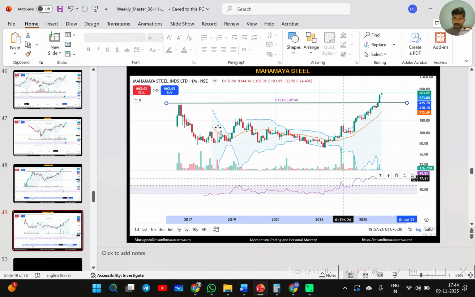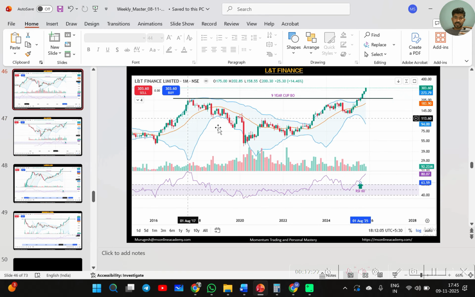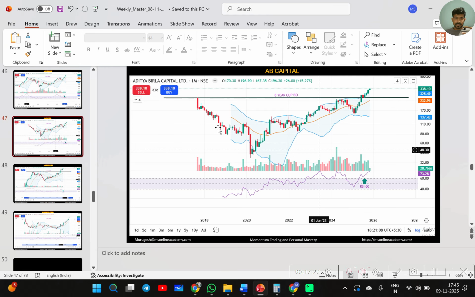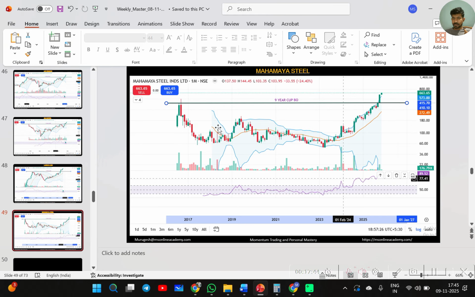Okay, and this is another stock, Mahamai Steel, from the steel sector, which is good, and the stock is also a cup pattern breakout, so we can invest in the cash also for this. Okay, and these two, AB Capital and LTF, are from the finance sector, so definitely financial sectors are doing good, then we can go for it. Laurus Labs is from the pharma sector, which is not doing that good, but it is a cup pattern, so just invest as per the rules. Okay, I hope you know those cup pattern rules.